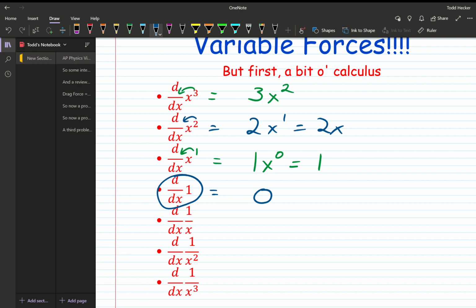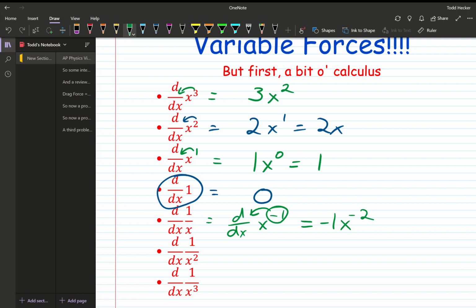Now, what about this next one? The derivative with respect to x of 1 over x is the same as the derivative with respect to x of x to the negative 1. Once again, I bring my exponent down up front, times x to the, and then I decrease my power by 1, so I get x to the negative 2.